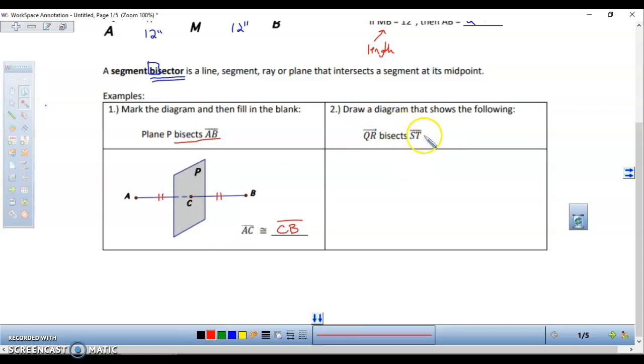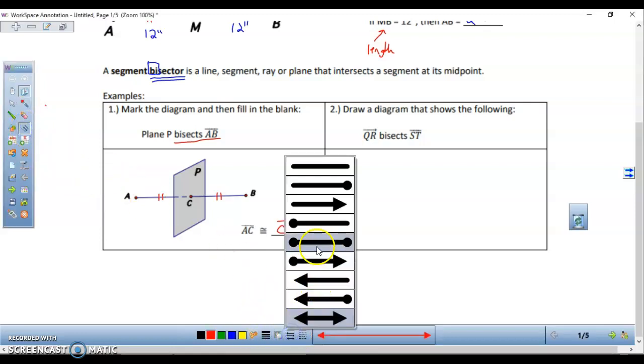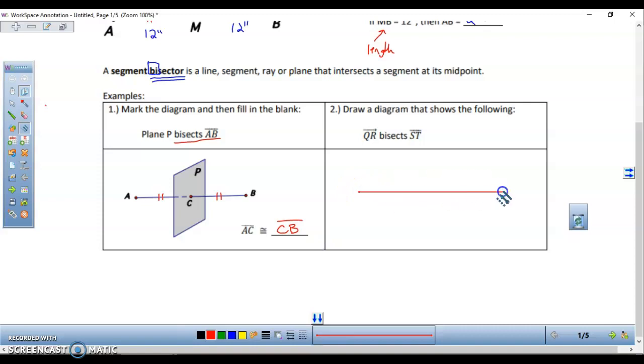Problem 2 asks you to draw a diagram that demonstrates this. So it says ray QR bisects segment ST. So QR is doing the bisecting. It's doing the cutting. And segment ST is being bisected, or it's being cut. So what I'm going to do is I'm going to start by drawing segment ST. And if ray QR bisects it, that means that ray QR intersects the segment at its midpoint.